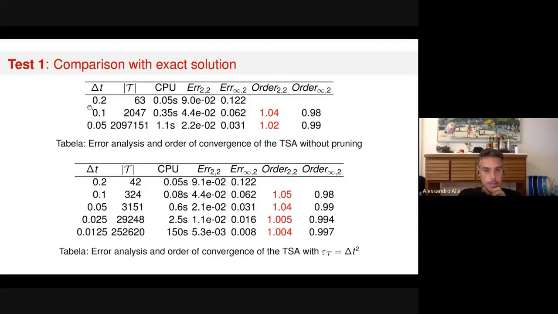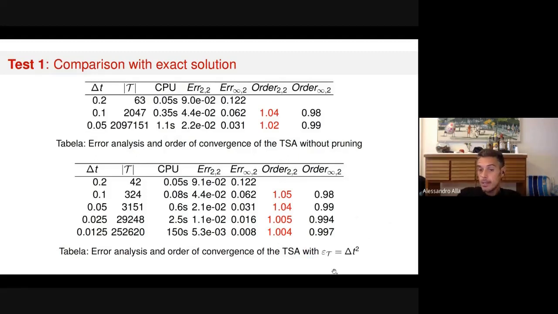The big difference between using the pruning criteria and not using the pruning criteria is that we can go for a smaller delta t, as you can see here. Without pruning criteria, we were able to reach up to delta t 0.05. And you see here the order of convergence 1, which is a confirmation of the theoretical findings. And if we use a pruning criteria, you see that we can go down to a smaller delta t, and we keep the same order of convergence.